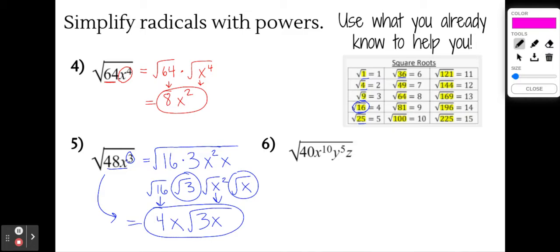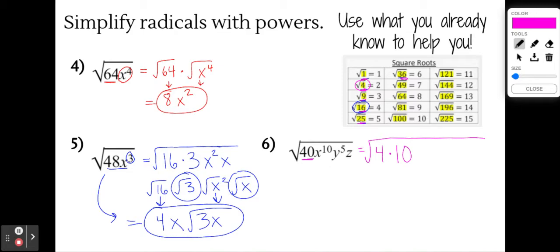Okay, here we've got 40 times x to the 10th times y to the 5th times z. All right, so let's factor out first. Let's do 40. And so we want to look at numbers that are less than 40, and they're really the same numbers here: 36, 25, 16, 9. Can we take 40 and divide it by, what's the biggest one of those factors we can divide by? And that would be 4, right? So we've got 4 times 10 gives us 40.